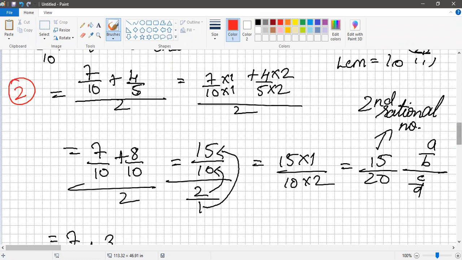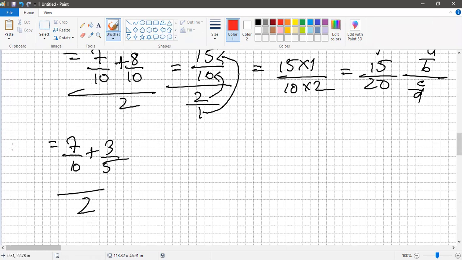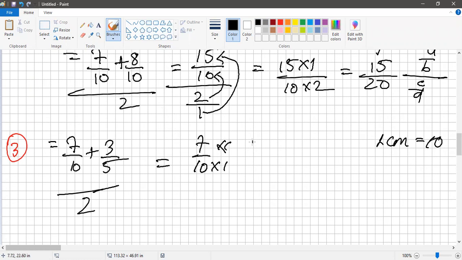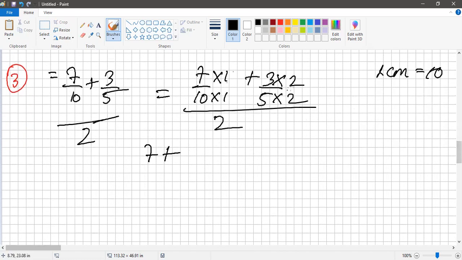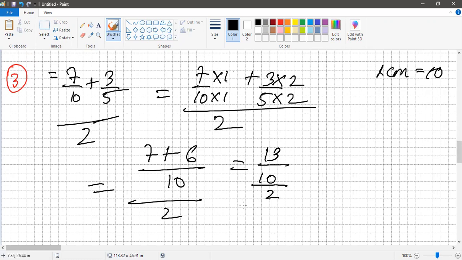Second rational number. And then this is nothing but your third rational number. So now here we have LCM again as 10. So this will be 7 by 10 into 1 plus 3 by 5 into 2 by 2. So this is equal to 7 plus 3 twos are 6 by 10 by 2. Okay, so 7 plus 6 is 13 by 10 by 2 by 1.